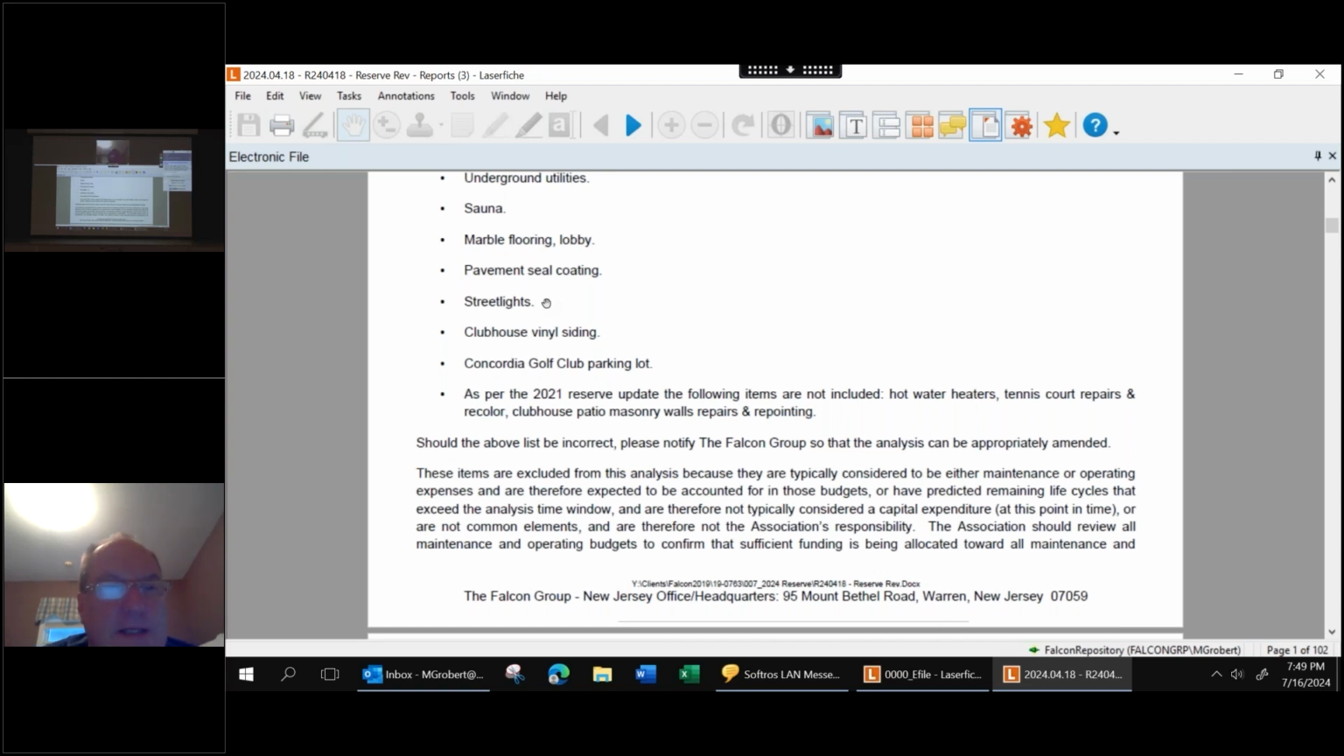Okay. Street lights, clubhouse vinyl siding, we didn't include. The golf club parking lot is not included. And then per our last update, hot water heaters, tennis court repairs, recolor, clubhouse patio, masonry walls repairs and repointing, which I assume are just done through operating because they're not a high cost item. Yes.